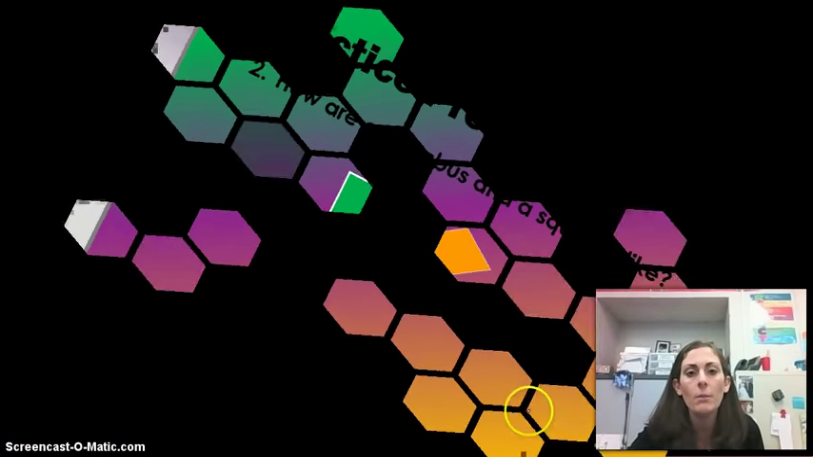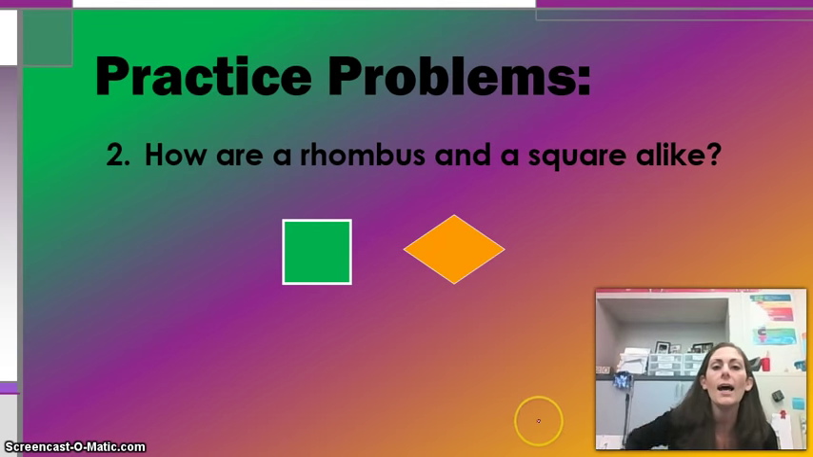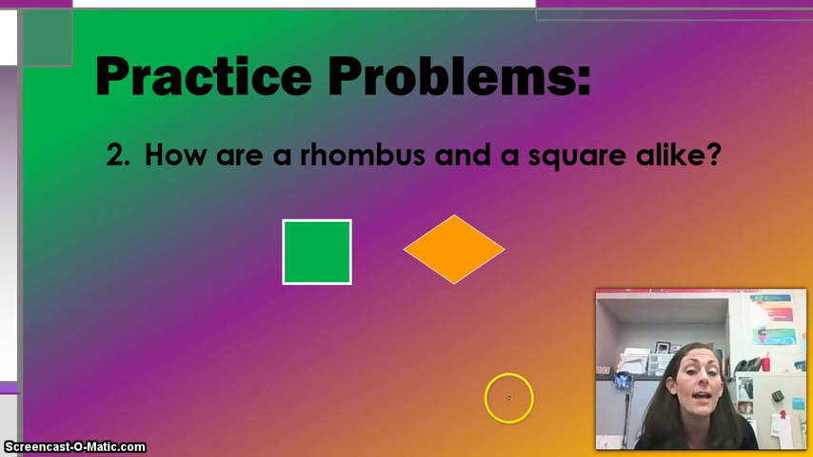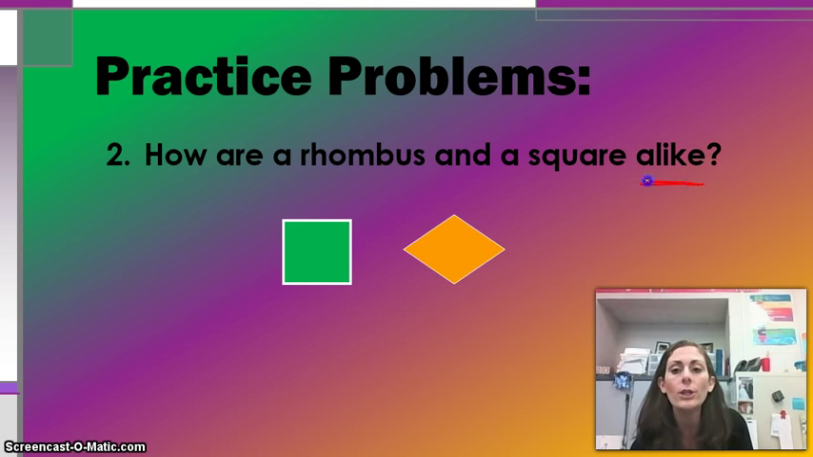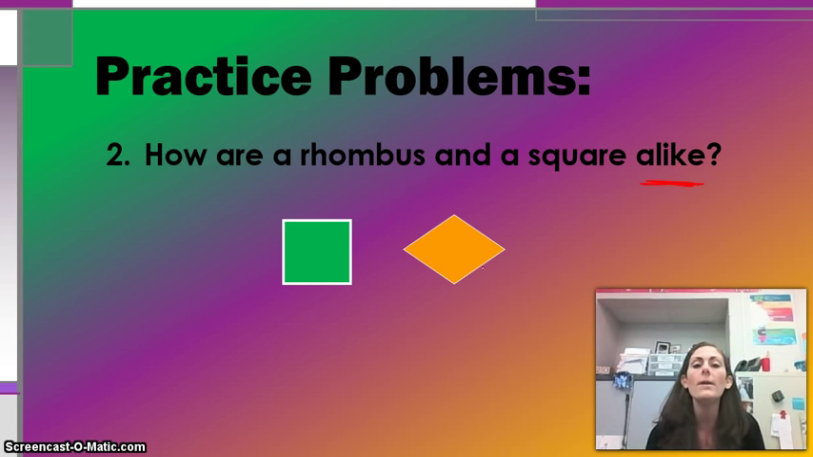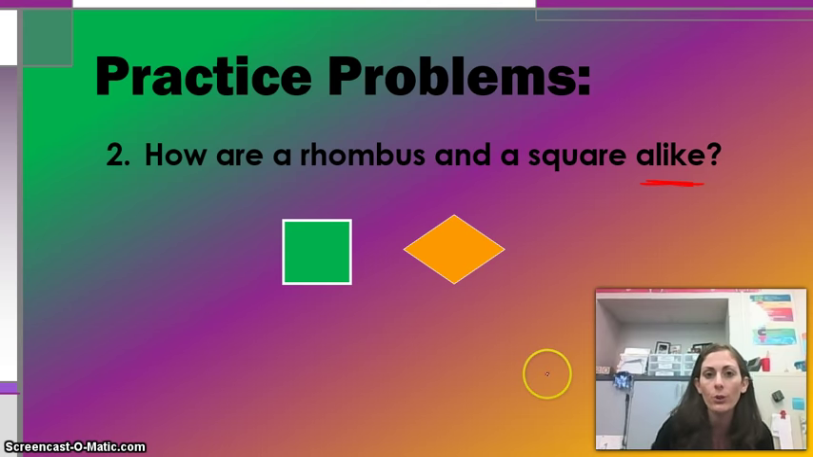Practice problem number 2. It says, how are a rhombus and a square alike? So when you look at those two things, what makes them the same? What do they both have? So push pause and push play when you're ready.